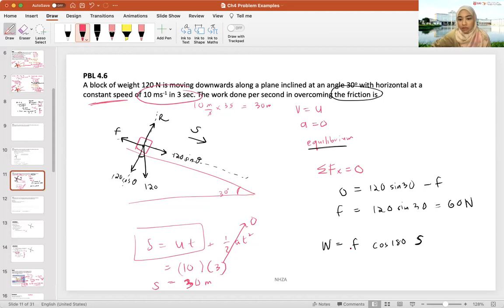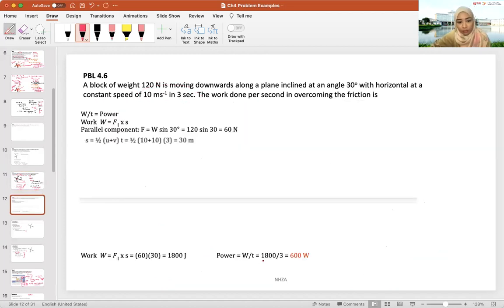So 30 meter. Now we can put 60 cosine 180 times 30 meter. So this is minus 1,800 joules. So the work done per second to overcome friction is, what did you have per second? But it asks for work done. Let's see. Oh, right, it asks us to find power. Okay, so we got 1,800, the work done per second.